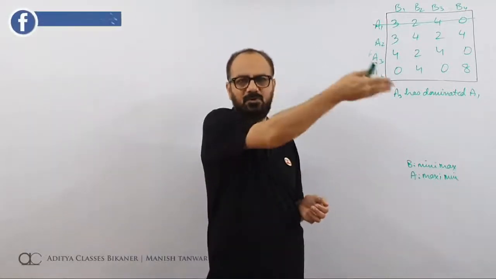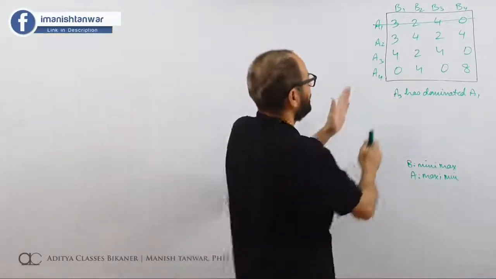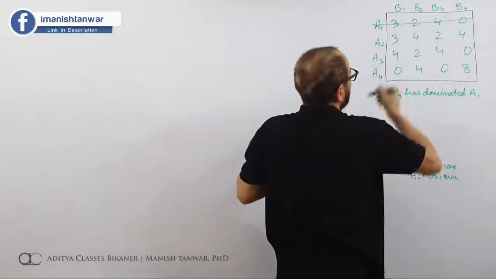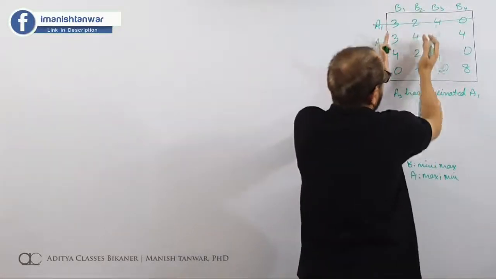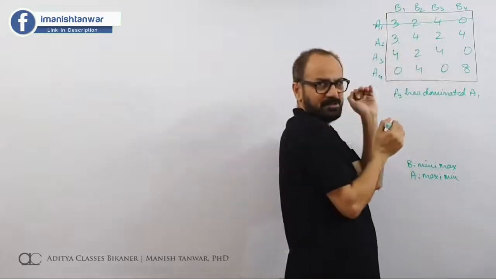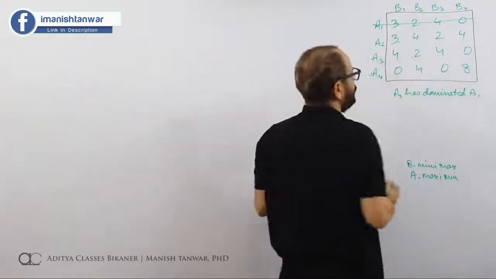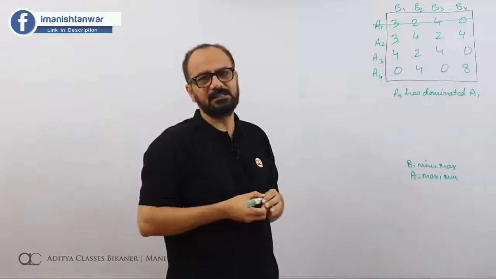Now let us move to column dominance. I'll compare B1 against B2. 3 and 4: 3 is better because it is the smaller value. 4 and 2: 2 is better. Again there is no dominance.